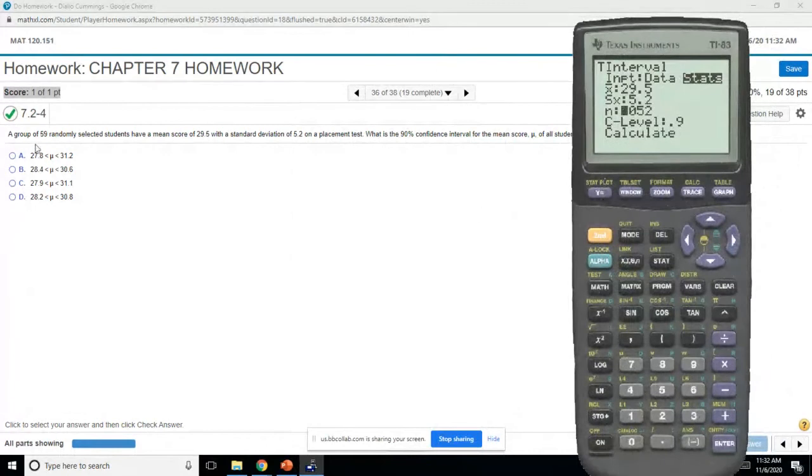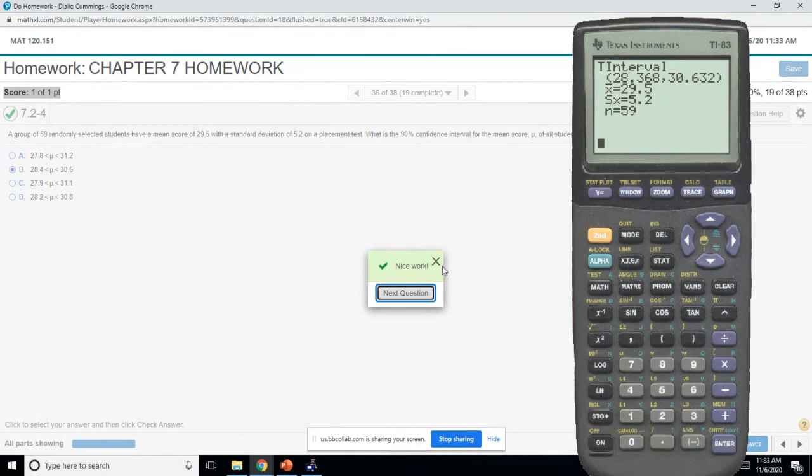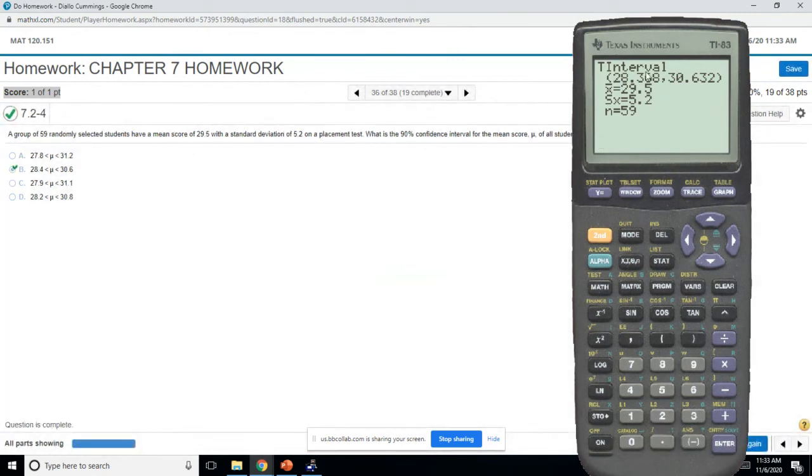And N is 59. Our confidence level is 90%, so I'm going to leave that as 0.9, and I'm going to calculate it. So we have the T interval as 28.4 to 30.6 for our T interval.